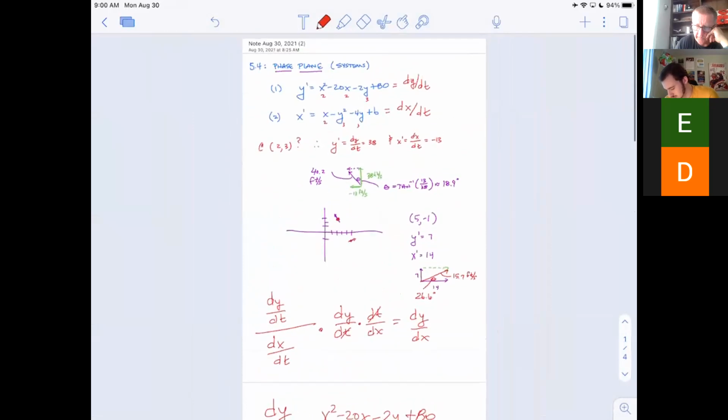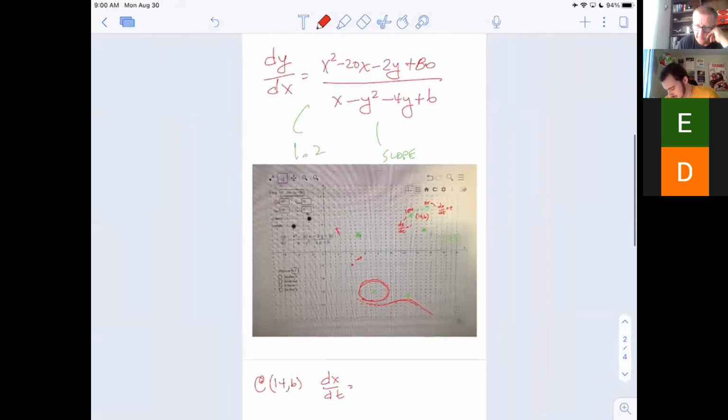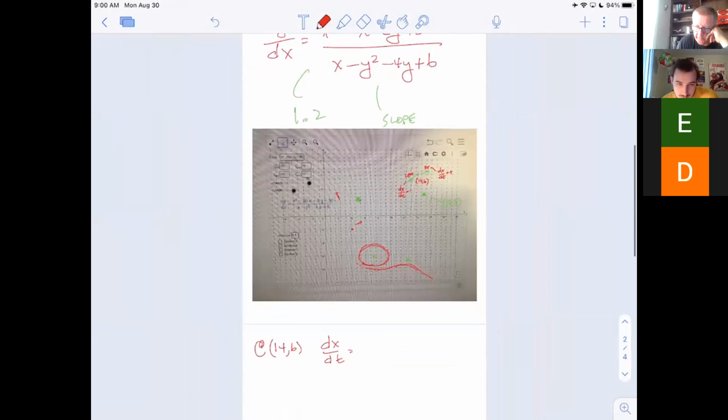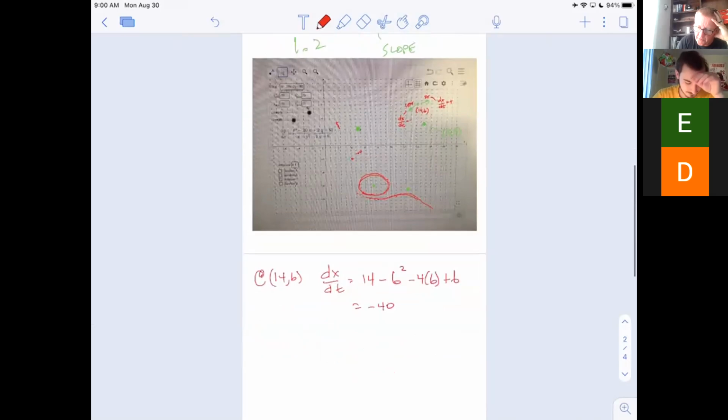dx/dt was x minus y squared minus 4 times y plus 6. So it's 14 minus 6 squared minus 24 plus 6. I don't really care what the number is. I got negative 40, but what I'm paying attention to is that.